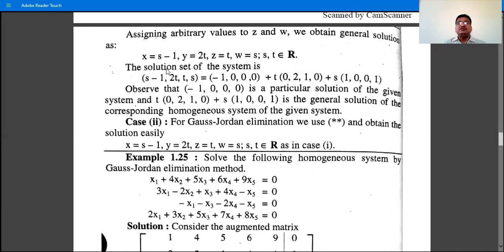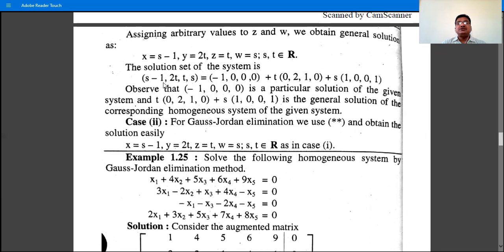Objective question: suppose this is the solution of the system, that is s minus 1, 2t, t, and s. The question is to find the particular solution of the non-homogeneous system. So this is the particular solution.